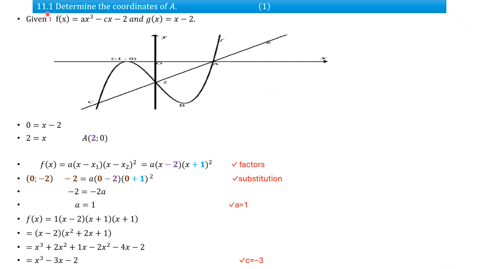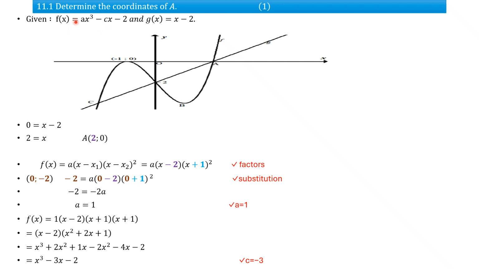Right, so 11.1, determine the coordinates of A for 1 mark. We have the equation of the straight line, x minus 2. A is the x-intercept, so for the x-intercept, y equals 0. So y is 0, 0 equals x minus 2. Take 2 over, x equals 2, so A is (2; 0). Now somehow the equation there disappeared, I don't know where to. But the second problem, they want us to find the values of a and c, right?